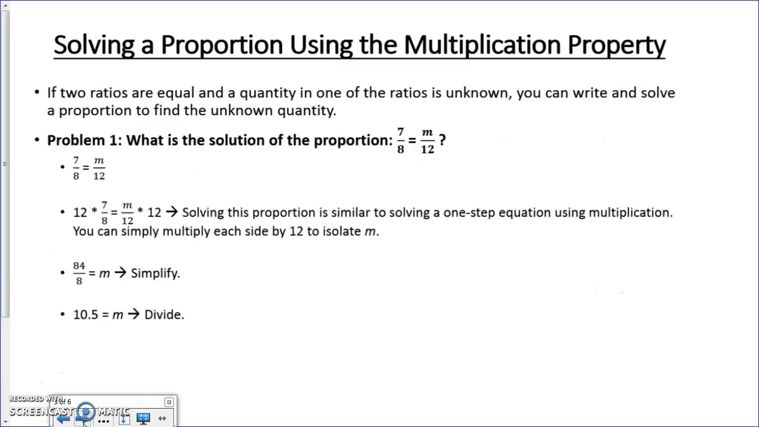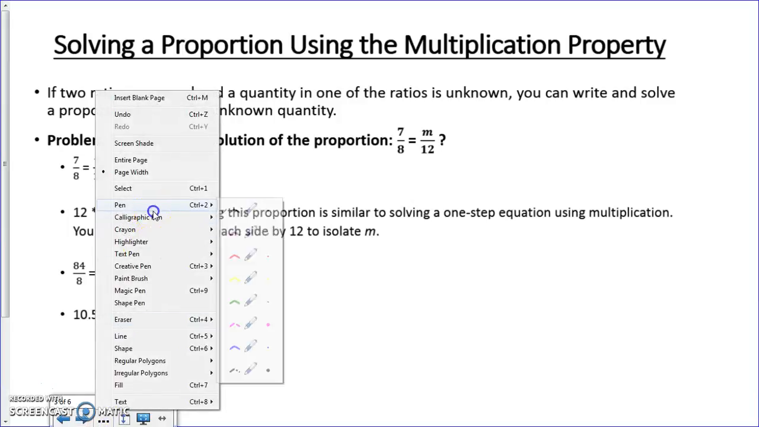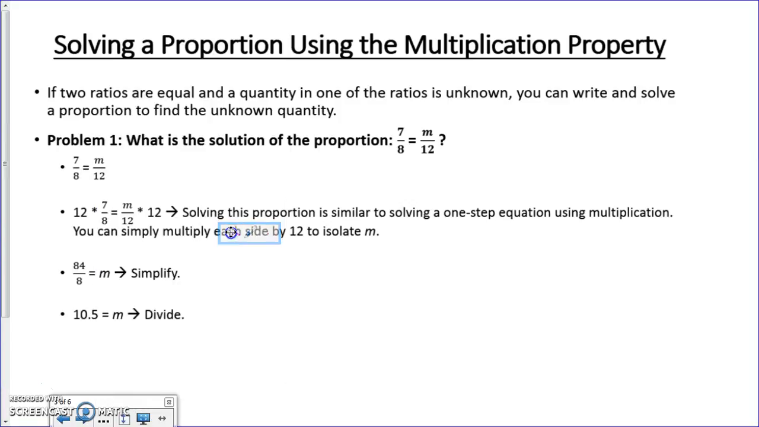If two ratios are equal and a quantity in one of the ratios is unknown, you can write and solve a proportion to find the unknown quantity. Problem 1. What is the solution of the proportion 7 over 8 equals m over 12? We can treat this as a one-step equation. Solving this proportion is similar to solving a one-step equation.